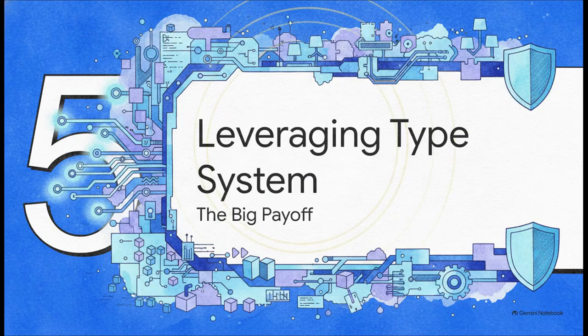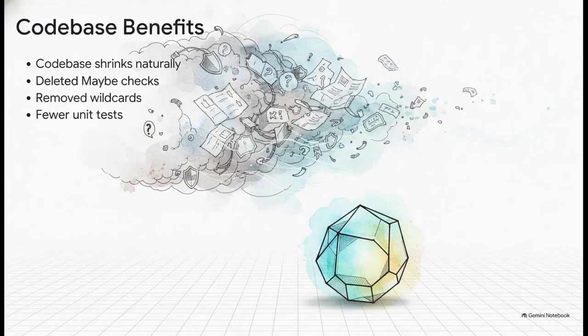Which brings us to Section 5, leveraging the type system. This right here is the big payoff. So, what's the ultimate takeaway from this whole refactoring journey? Well, the practical benefits are just massive. The code base shrinks naturally because all that defensive boilerplate is gone. Out go the Maybe checks, out go the wildcard pattern matches, and say goodbye to dummy fallback values.